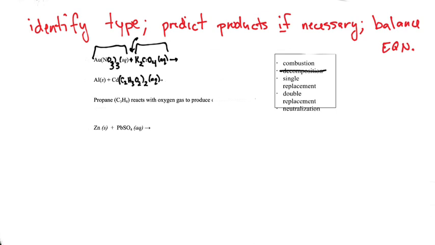Combustion starts with 2 things. Single replacement starts with 2 things. Double replacement starts with 2 things. Neutralization starts with 2 things. And there's another reaction type that's not on the list. Combination reactions start with 2 things. So more than likely, the reactions you're going to look at will start with 2 things, because the majority of our chemical reactions start with 2 things. Kind of, sort of.